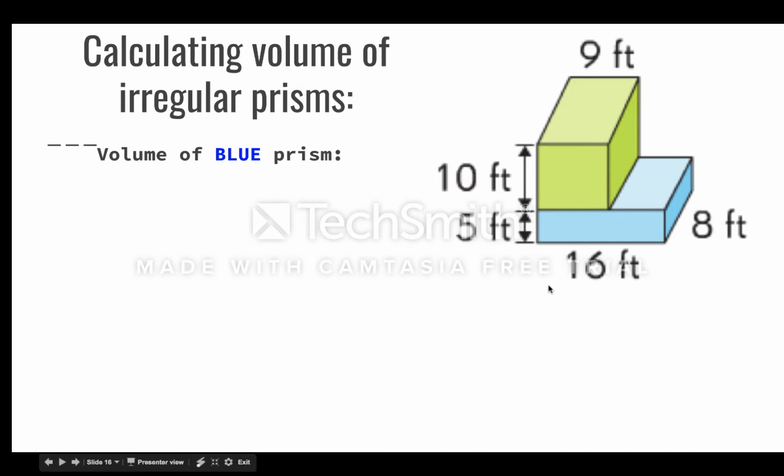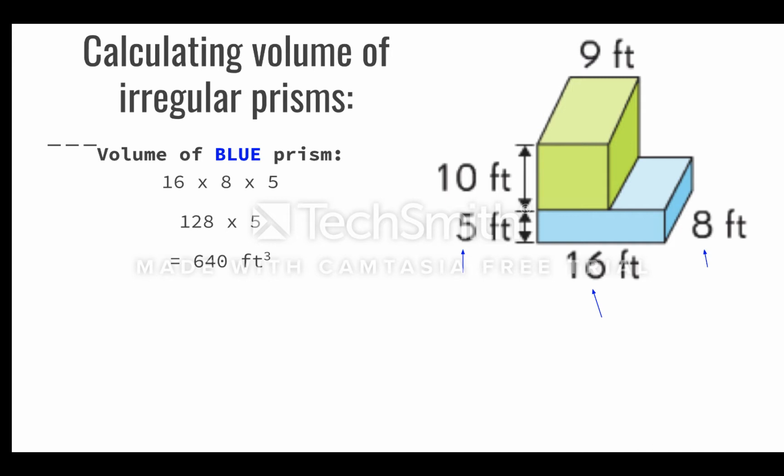So I usually like to start with the one that's easier to solve for. The volume of the blue prism would be 16 for the length times 8 for the width and 5 for the height. So 16 times 8 is 128, times 5 would give you 640 feet cubed. Now this is just the volume of the blue prism. We still need to find the volume of the green prism.